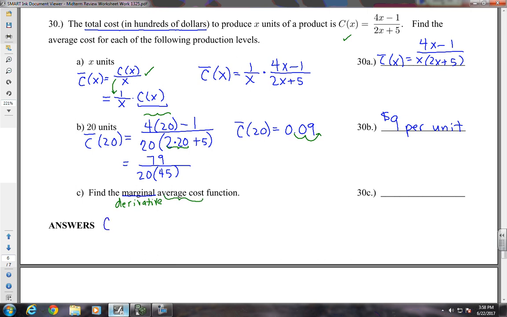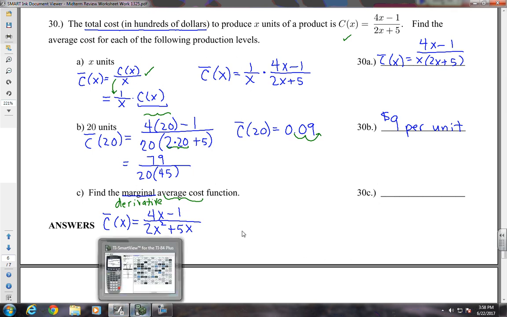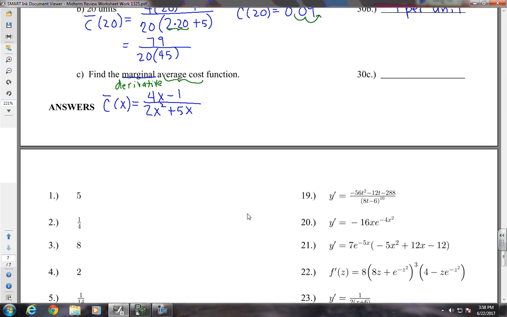So remember, our average cost function was determined on part A. It was 4x minus 1, and in the denominator we had a product. I'm going to go ahead and distribute that x into the denominator so that it will make our upcoming quotient rule a little easier to evaluate. So we have 2x squared plus 5x there in the denominator. Now, to find marginal average cost, we're going to find the derivative of this function. Notice it's a quotient, so we will be applying the quotient rule.